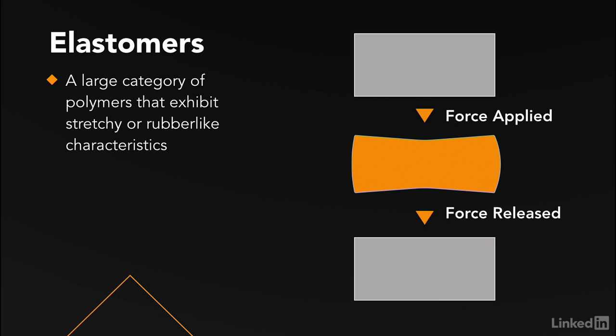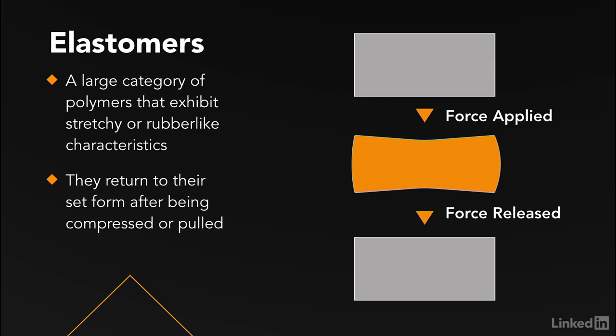Elastomers are polymers that have both formable plastic characteristics and elastic or squishy characteristics, which means that when force is applied, they can stretch or compress, and when force is released, they can spring back into shape. Elastomers include materials like silicone, natural gum tree rubber, and some foams.